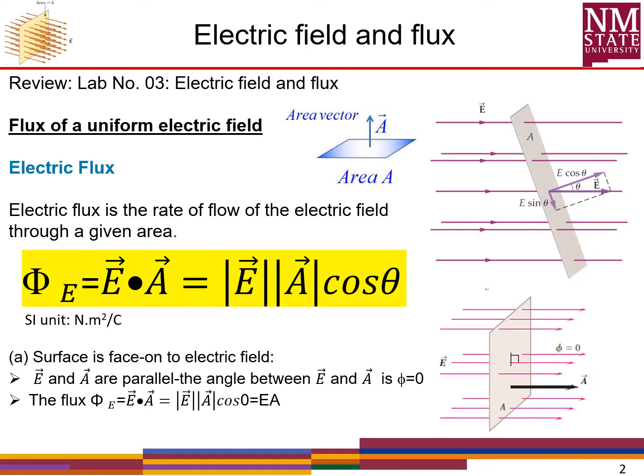So the angle between electric field vector and the area vector is equal to 0. Therefore, how can you find the flux? Flux is equal to E times A times cosine 0. And we know cosine 0 is equal to 1. Therefore, in this case, you will get maximum flux, which is equal to E times A. So that is the first case.